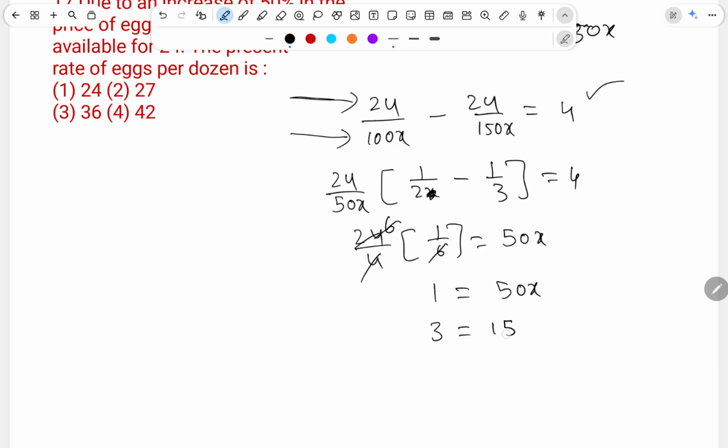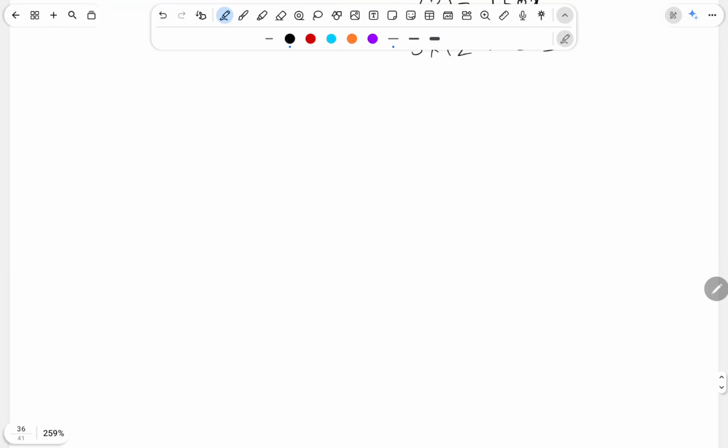3 is equal to 150x. 1 kg egg is 3 rupees. Sorry, 1 egg is 3 rupees. The present rate of an egg is 3 rupees. A dozen eggs will be 3 into 12, which is 36 rupees. Next question.